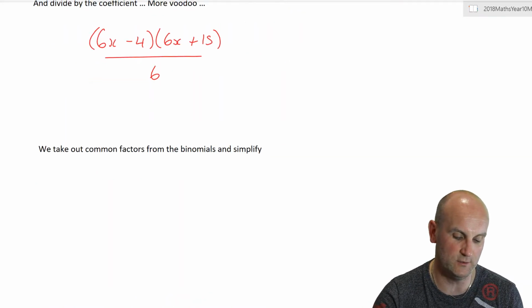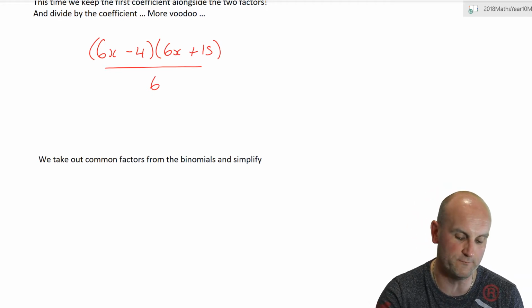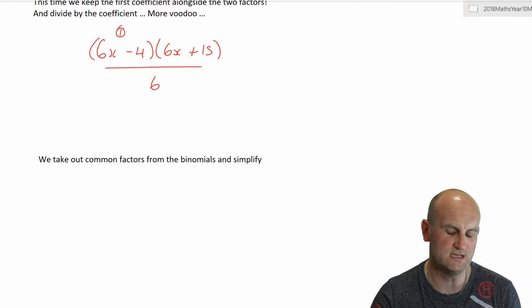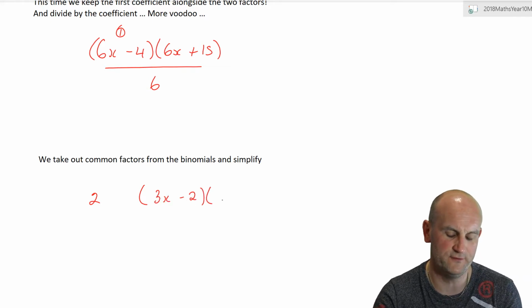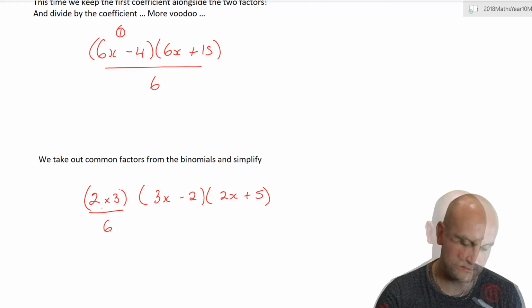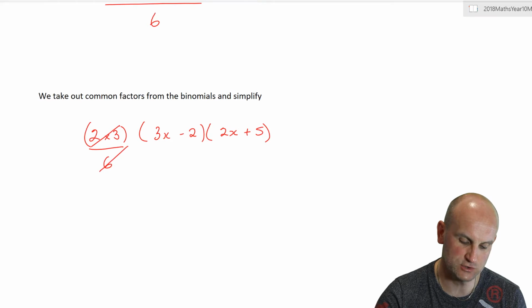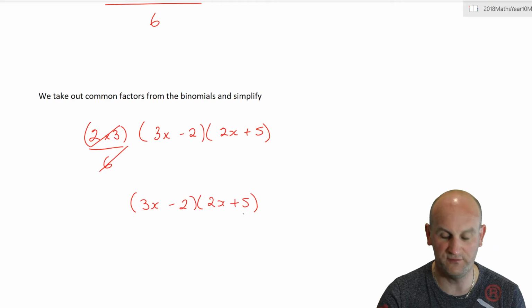Right, then what does it say we do? Take out common factors from the binomials and simplify. All right, so what can I take out of my first binomial, my first linear factor? 2. So I can take out a 2. And that leaves me 3x minus 2. What can I take out of 6 and 15? I can take out 3, so take out a 3 there. And when I take out 3 there, I get 2x and 5. And then what happens? I've got to divide that by 6. And lo and behold, 6 divided by 6 gives me 1. And so my factorised form is 3x minus 2, 2x plus 5.